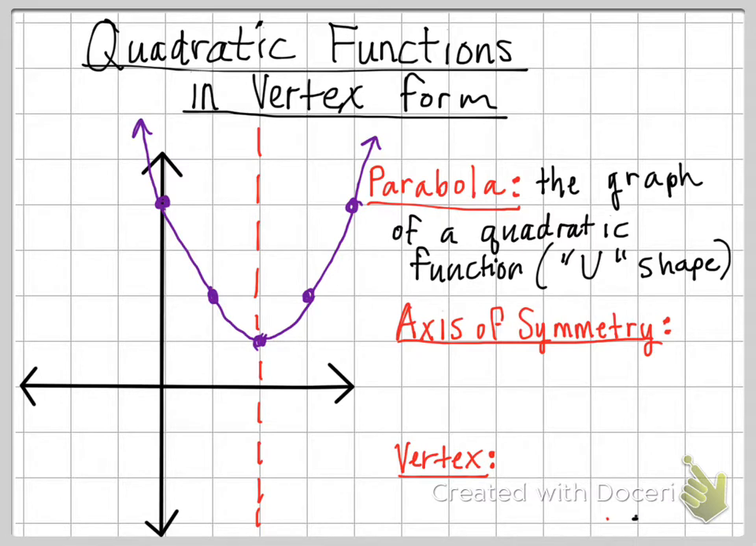And with that U shape, it actually is symmetrical, right? So we have this dotted line I drew in red here. This is the line that divides our parabola in half, and that is called the axis of symmetry, okay? So the axis of symmetry is a line that divides the parabola into two mirror images.